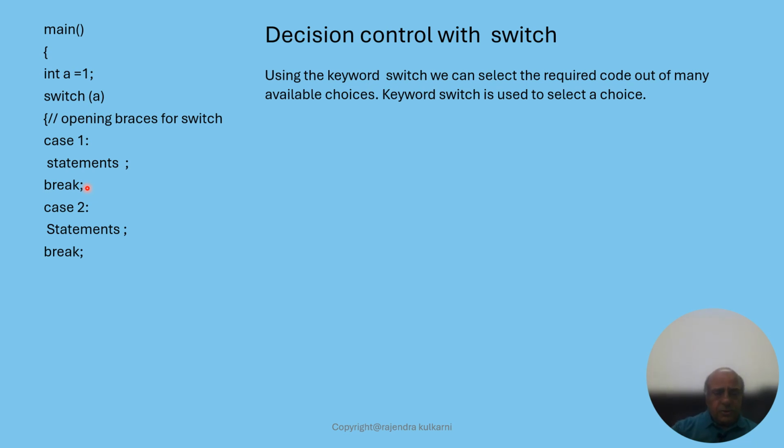Case 2, a colon after case 2, then various statements for case 2 and a break. Case 3, statements and a break. Default: if a doesn't have either 1 or 2 or 3 as its value, the default case will be executed. Default, then there is a colon, then statements which we want to execute in default, and then it reaches the closing braces of switch.